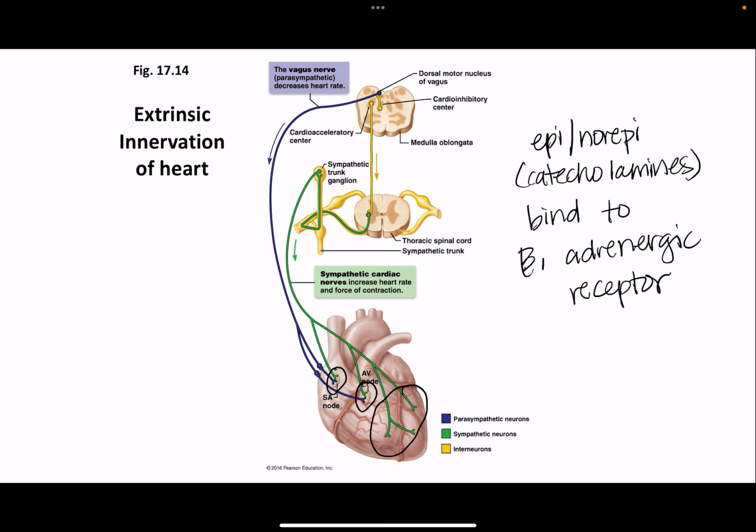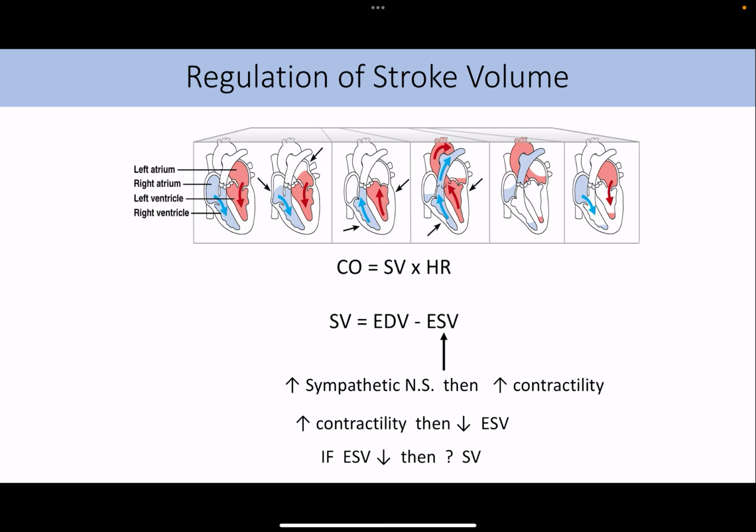Okay. So if we decrease the ESV, we decrease the amount of blood left over. What does that do to our stroke volume? Does that increase it or decrease it? Stroke volume is the amount of blood that we eject. So if there's less blood left over, does that mean we have more or less stroke volume? More, because we're ejecting more. If there's less left over, we've ejected more out of the heart. So our stroke volume has increased.